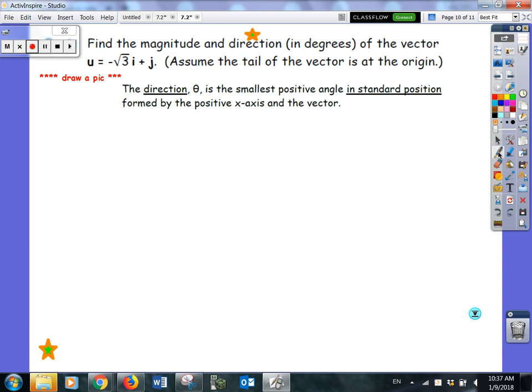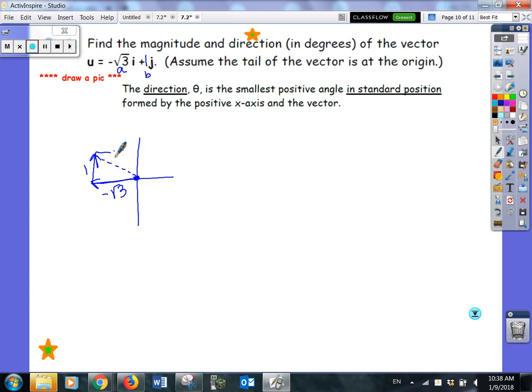If you can do this without a picture, that's fine. I'm going to draw a little picture. It says assume the tail is at the origin, so we've got to figure out where it is. Does it come out in quadrant 1, 2, 3, or 4? Well, that's what this is going to do. This is our A value. Our B value, right there, is 1. A is our horizontal change, so our horizontal change goes negative, which is to the left. So that's negative root 3. Our vertical change goes up, which is 1. So therefore, there's our vector right there.